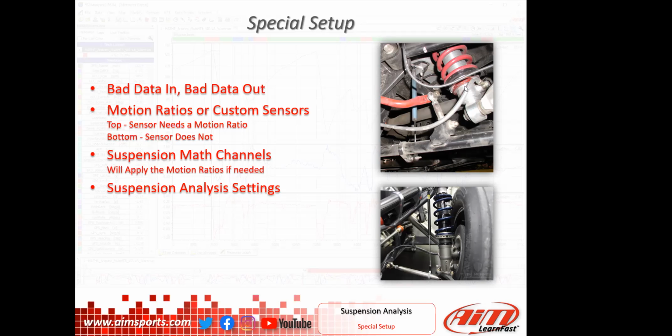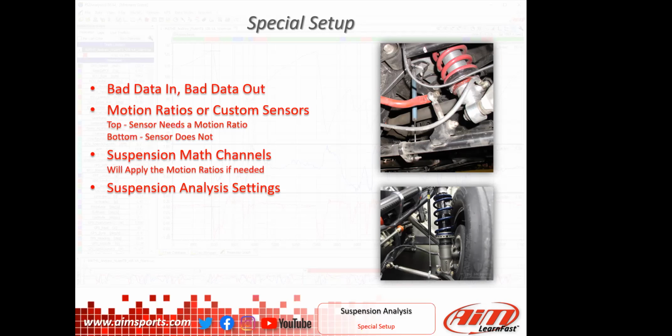We're going to talk about that in a moment. The bottom one, you've got the sensor mounted in line with the shock. It is up the arm a little bit, so there might be a motion ratio there. We would need to measure this to make sure. But typically, if you can get the linear potentiometer or the shock sensor in line with the shock, then that whole step goes out of the way and you don't need to worry about the motion ratios.